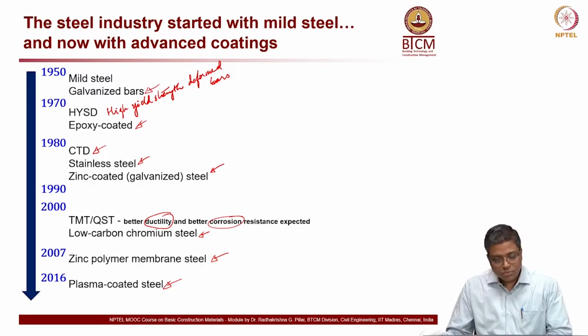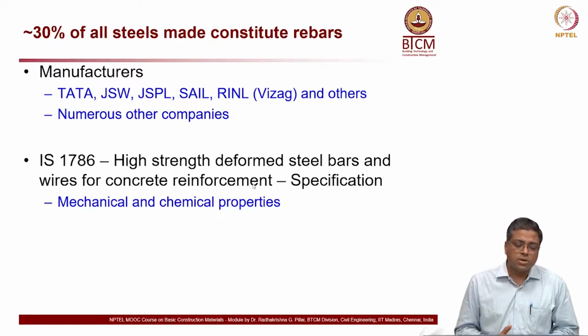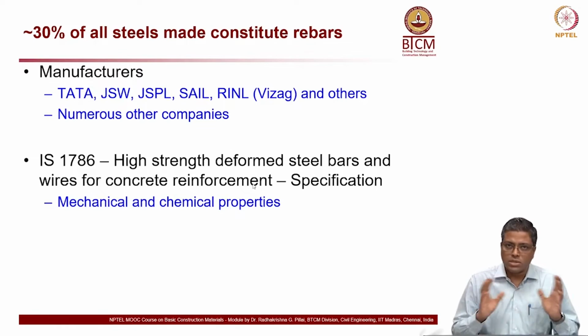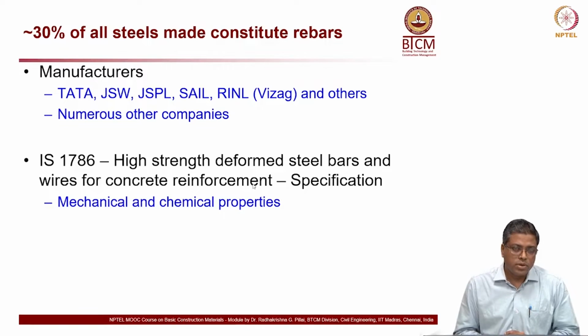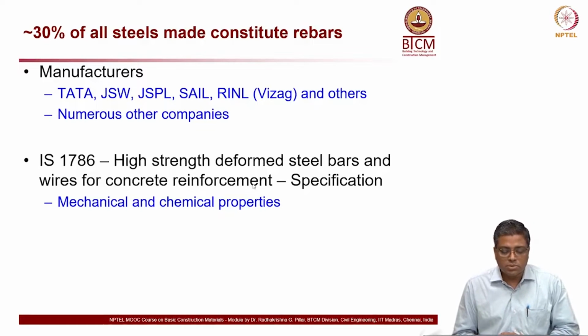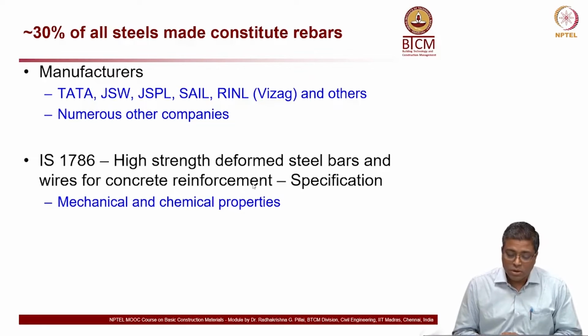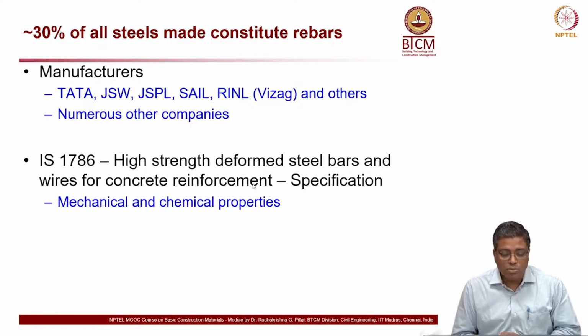Now 30% of all the steel that is manufactured, whether it is plates, sheets, rebars, whatever, all the steel we put together, 30% of that will be steel rebars. Okay, in India, that is the kind of distribution. And Tata, JSW, Jindal Steel and Power Limited, Steel Authority of India, Rashtriya Ispat Nigam Limited, RINL. It's also called Vizag Steel.